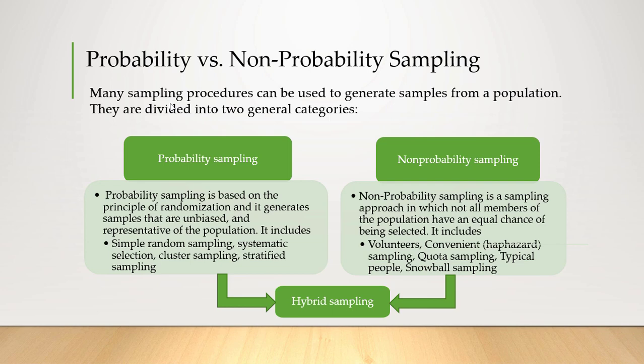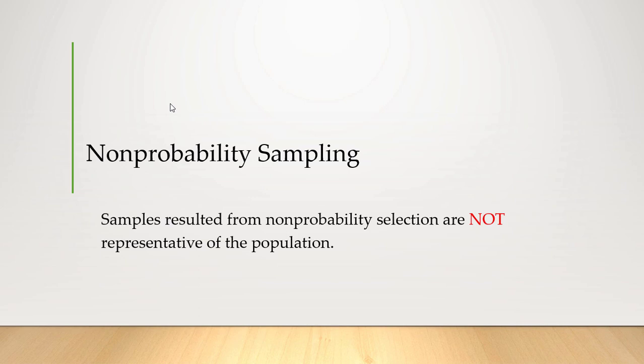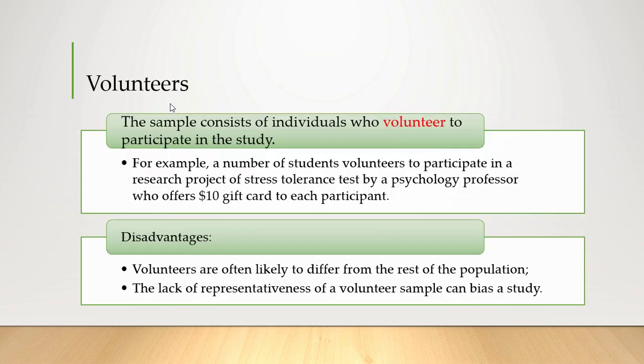Let's talk about non-probability sampling procedures first, simply because they are used more often than probability sampling, and you see them a lot in published studies. All non-probability sampling approaches have one thing in common. Members of the population have an unequal chance of being selected. The first non-probability sampling procedure is volunteer sample. To get a volunteer sample, you first let people know about your study. You choose those who volunteer to participate as your sample.